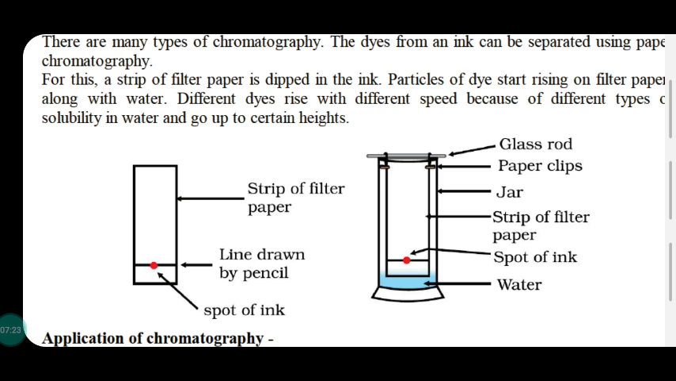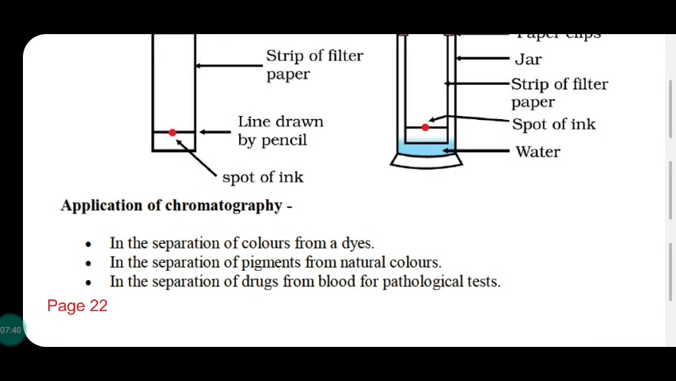Wait for some minutes. What is observed? The different components of ink, the different colors, get pasted on the filter paper one by one. What are the applications of chromatography? It is applied in the separation of colors from dyes, in the separation of pigments from natural colors, also in the separation of drugs from blood for pathological tests, means blood tests conducted in clinical labs.